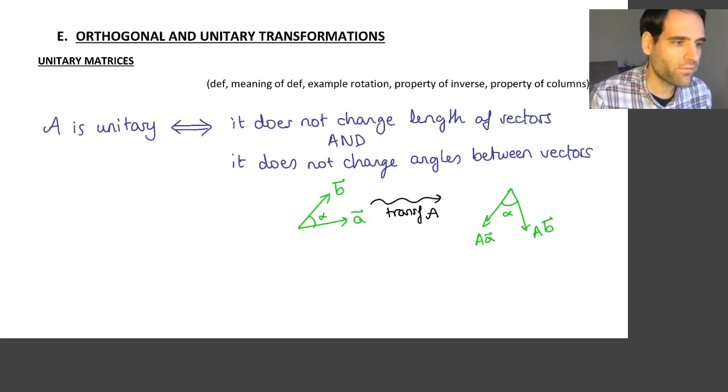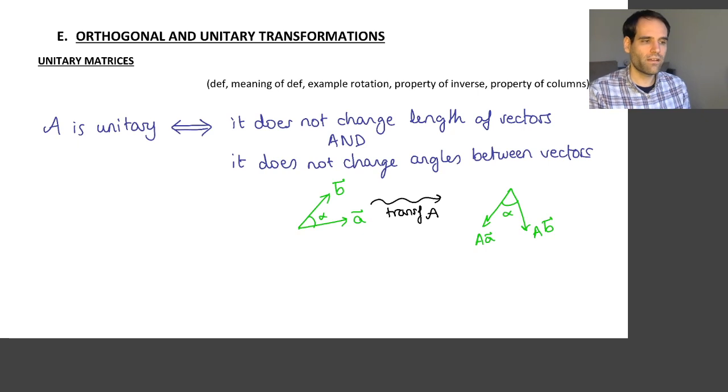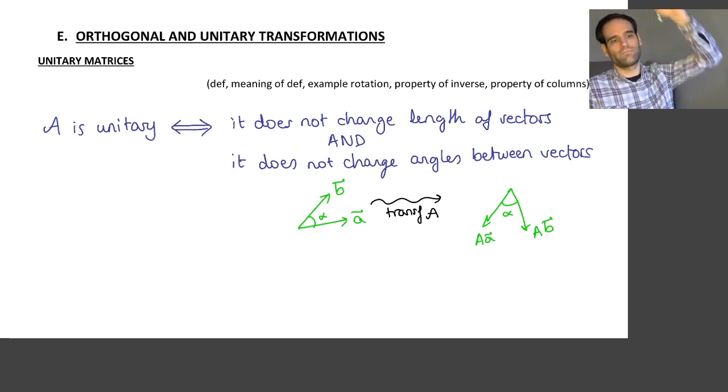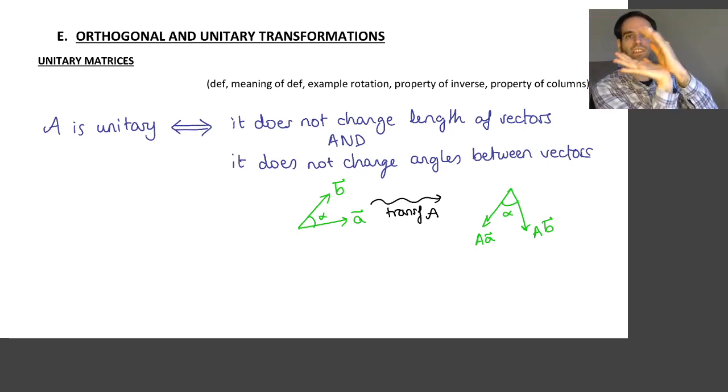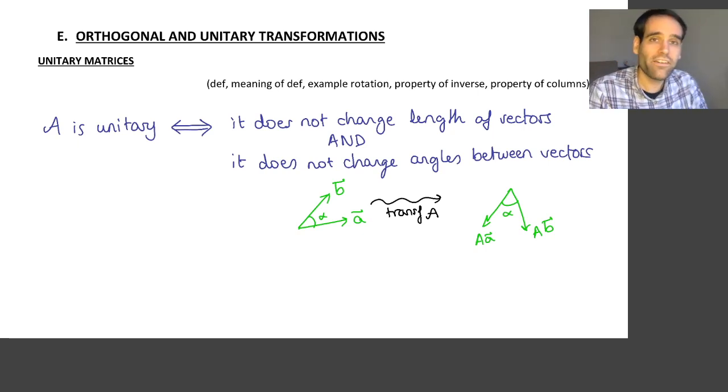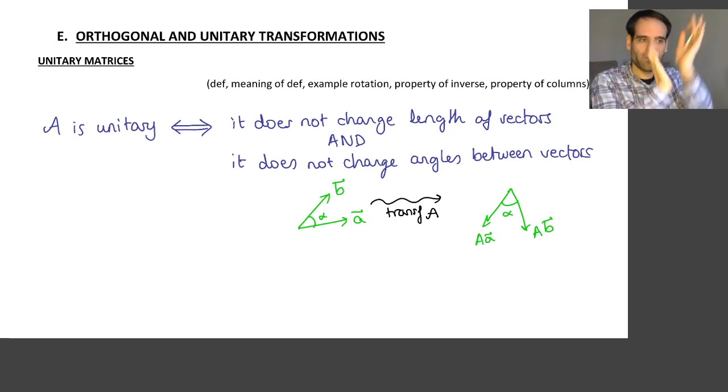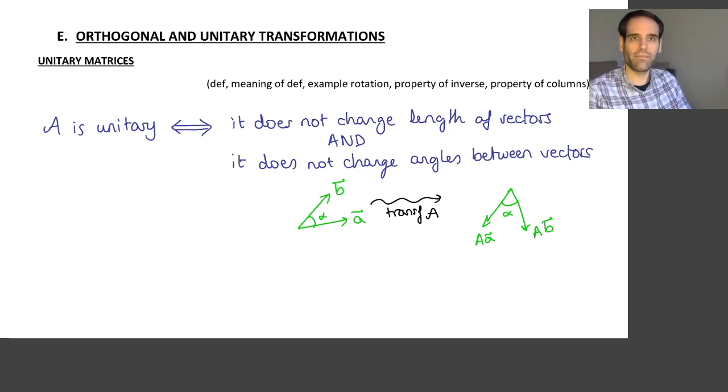So an example of unitary transformations would be a rotation. Rotation doesn't change the length and doesn't change the angles between vectors. Another example could be a mirror reflection. So the angle between the vectors is the same and the length of the vectors is the same. Yeah?